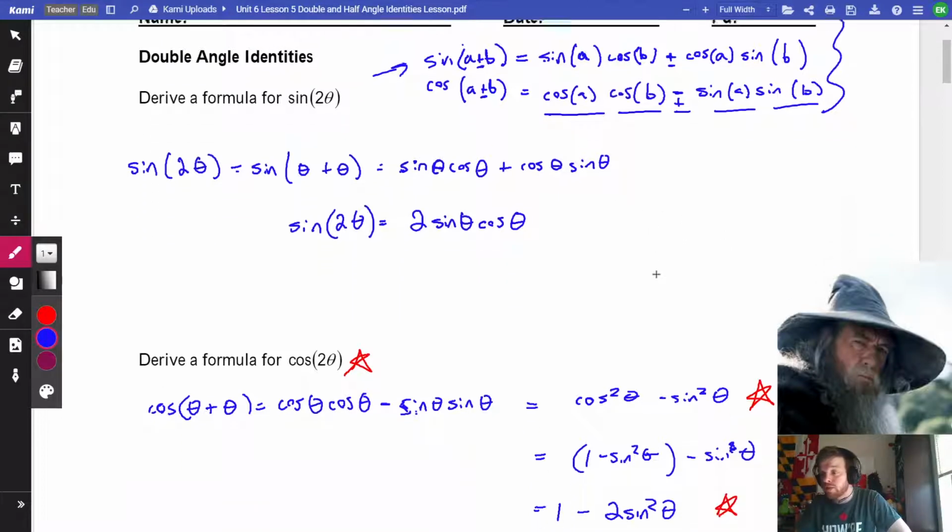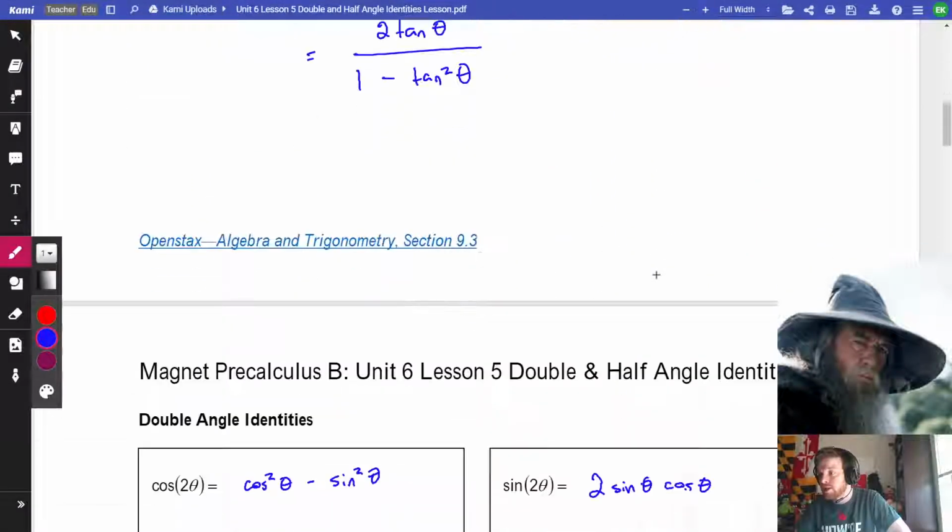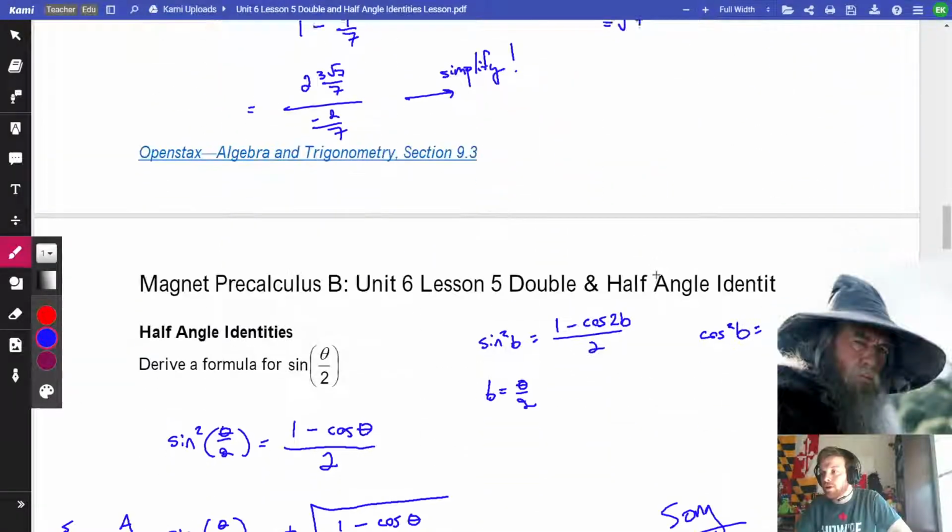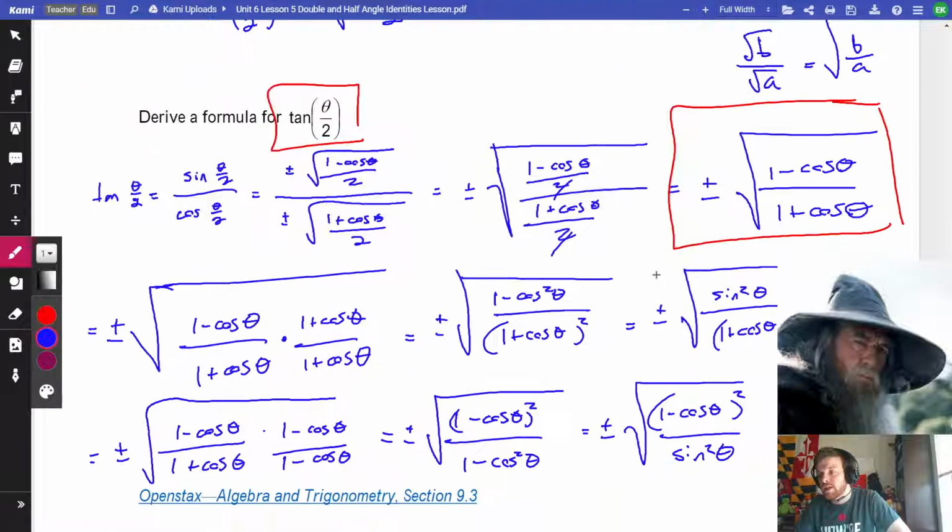Right, but we got the double angle formulas for sine, cosine, and tangent, and we got the half angle formulas for sine, cosine, and tangent. We also got the reduction formulas on the way, and we did some practice problems on the way, so that's really nice. Right, I'm going to close this one out.